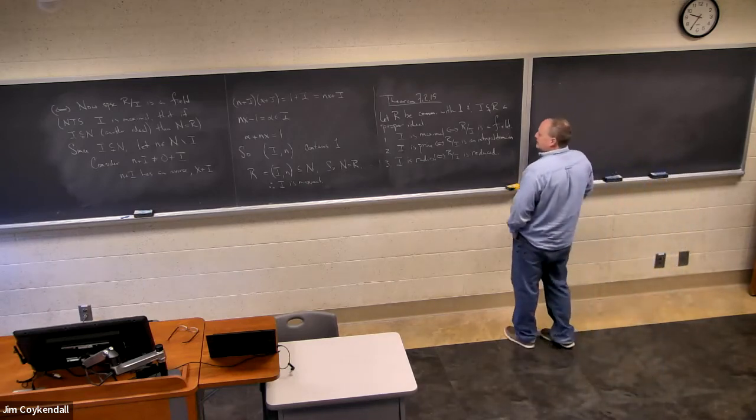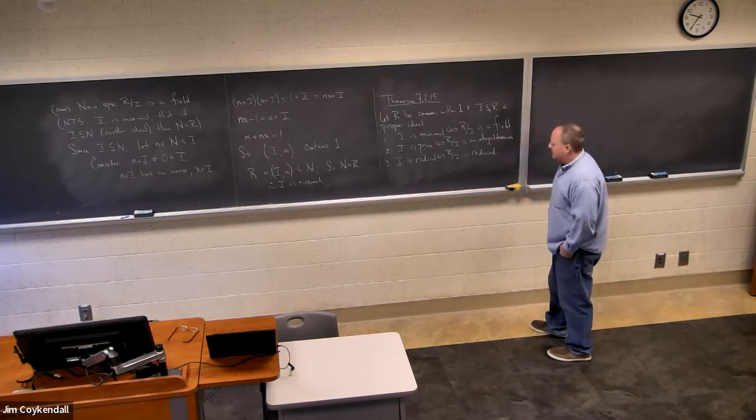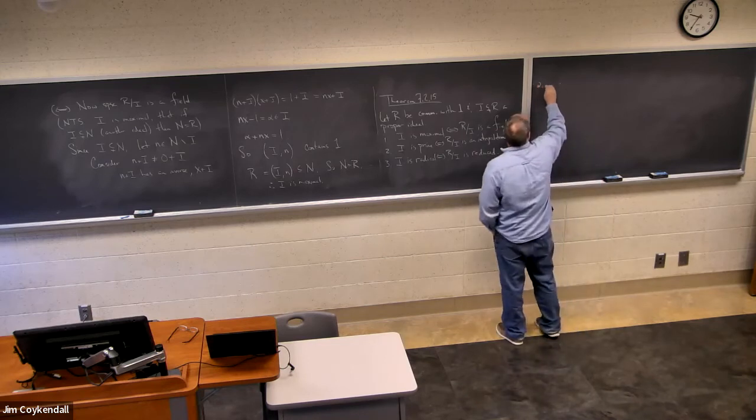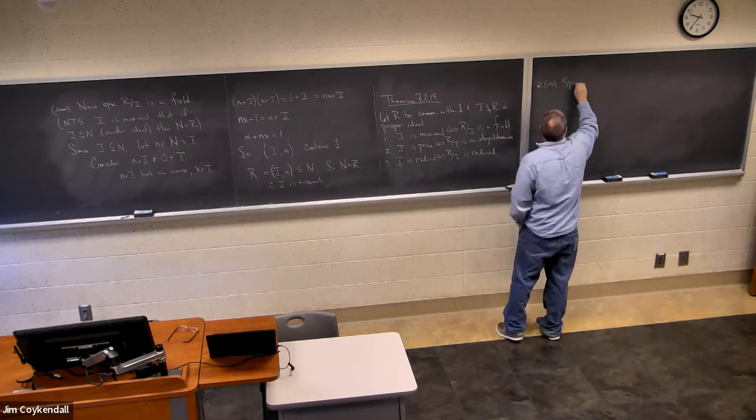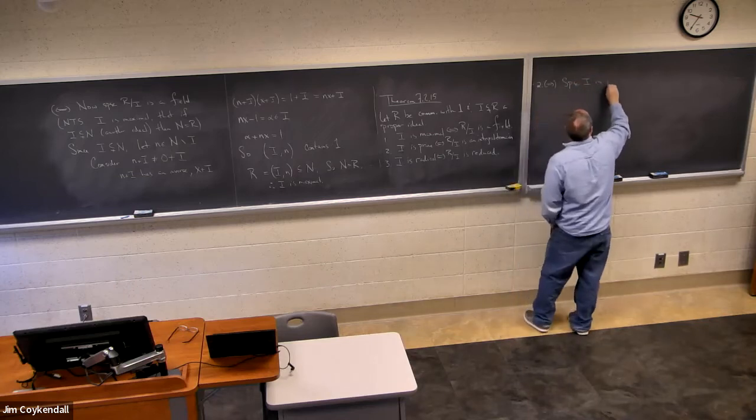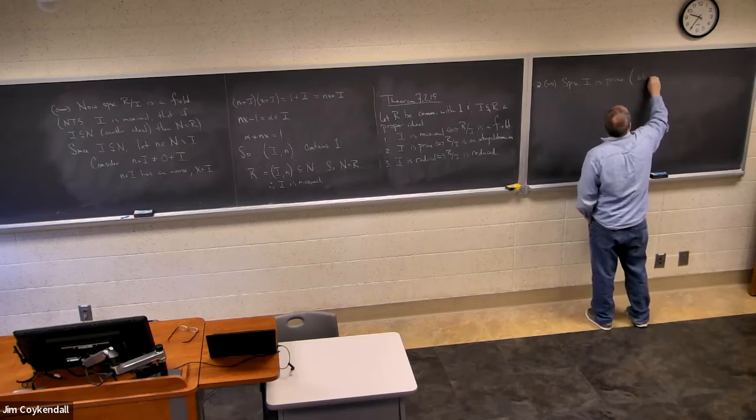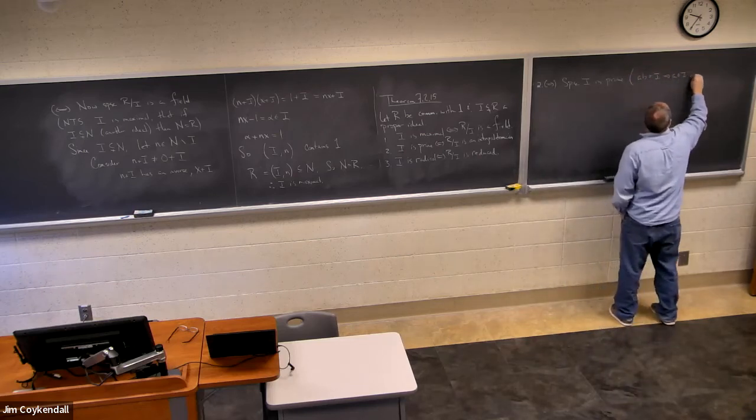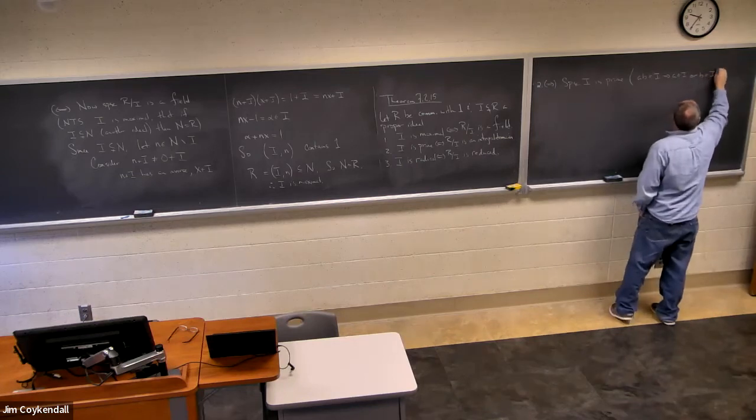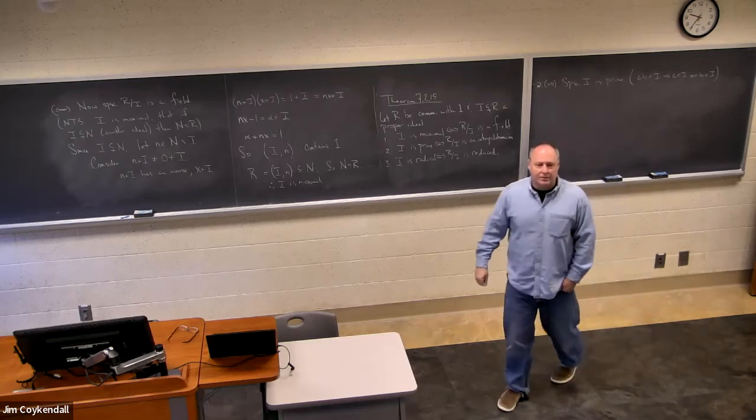Okay, let's go through this one. I think it'll help augment things. Part 2. Suppose I is prime. Remember what this means: ab in I implies a is in I or b is in I. Just a reminder of what that means.